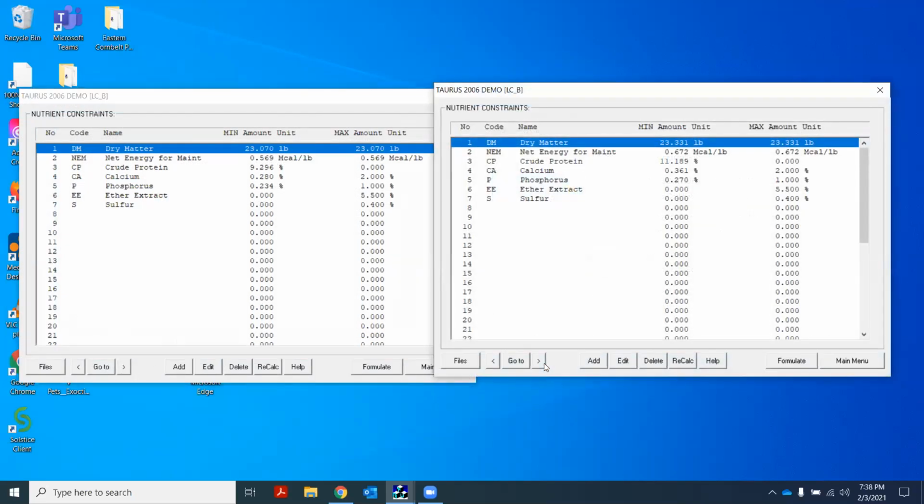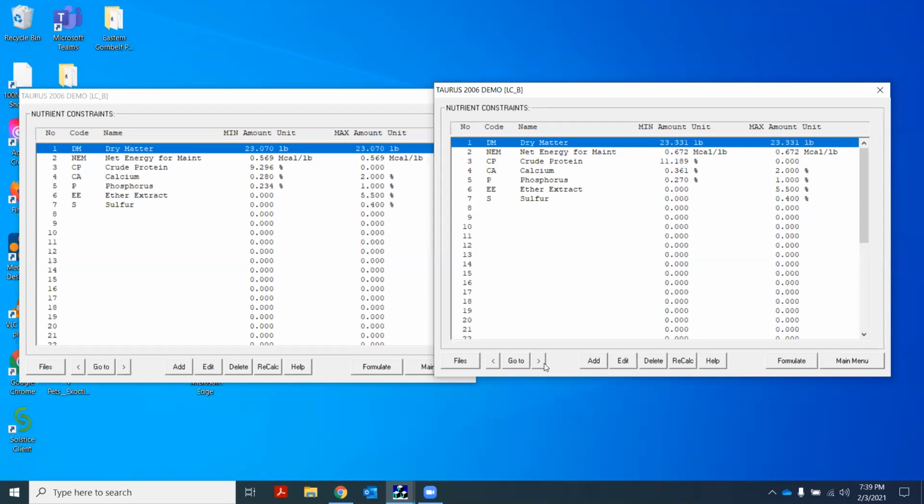And these are the basic requirements. The cow on the left, dry matter. She can eat 23 pounds of dry matter a day. If you take out all the water of feed, that's dry matter. So she eats about 23.